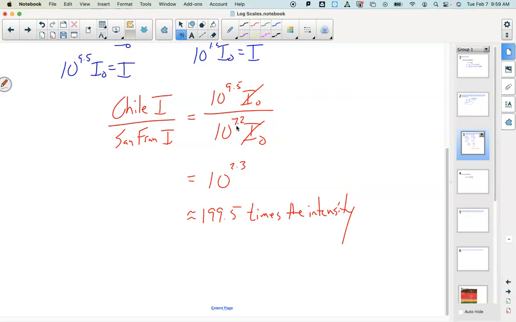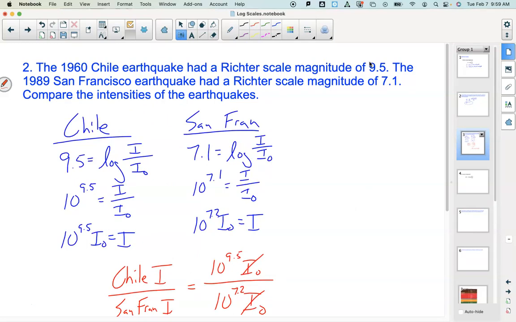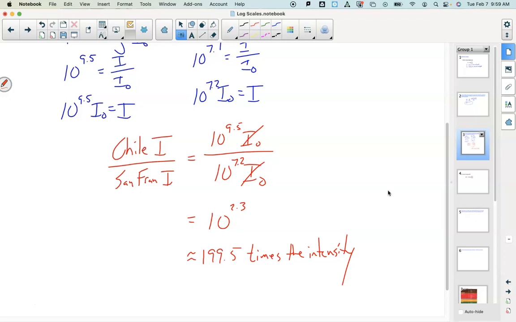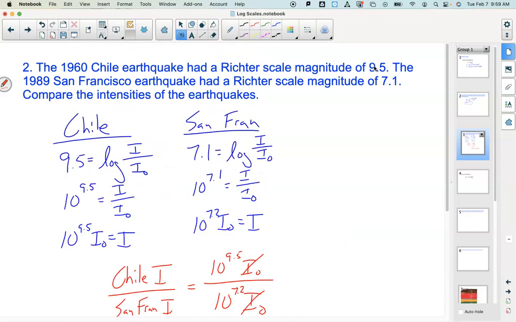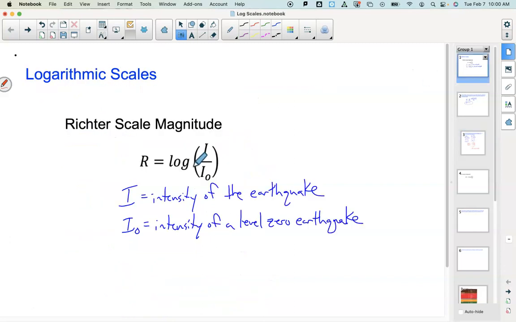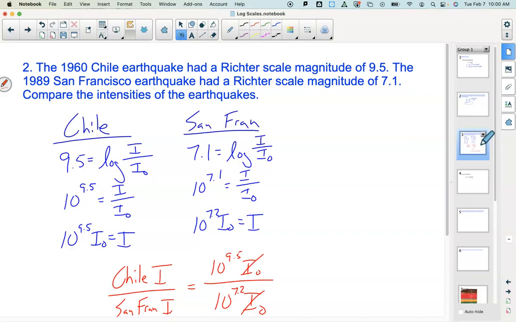See, this is why we use Richter scales. We can say 9.5 and 7.1. We don't have to say, okay, 199.5. And by the way, that's not even the intensity of the Chile earthquake, because that's at a 9.5. Just the difference in intensities here is this 9.5 is 199.5 times more intense. That's because when we look at a log base 10, each difference in the Richter scale is going to correlate to a 10 times greater value.